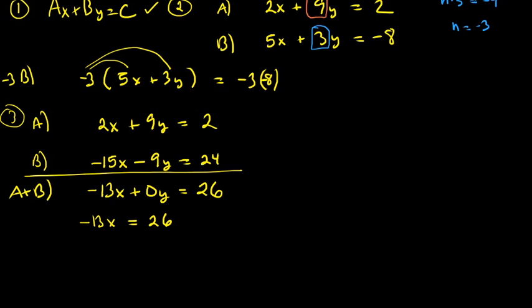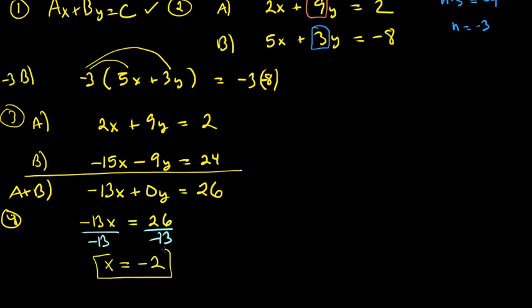Okay, so far? So our step 4 is just to divide both sides by negative 13. Solve for x, divide by negative 13. Negative 13 divided by negative 13 is just 1, and 1 times x is just x. And then 26 divided by negative 13 is negative 2.